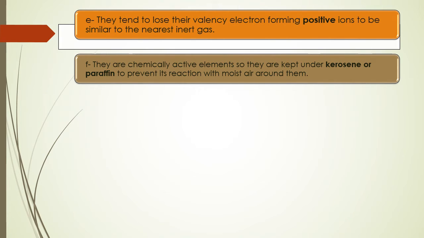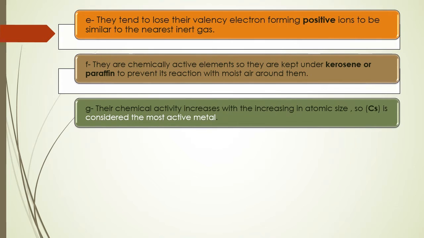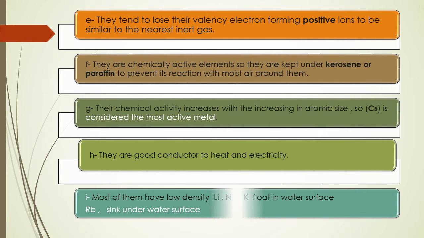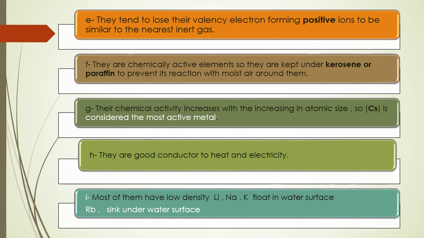Moist air, that means water. The chemical activity increases with increasing the atomic size, like cesium, it's the most active metal in group 1A, and they are good conductors of heat and electricity. Most of them have low density, so lithium, sodium, potassium float on the water, but cesium and rubidium sink under the water.